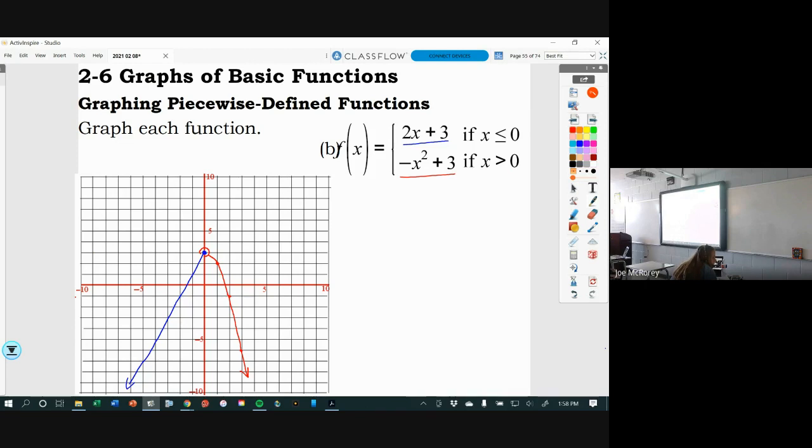Is this graph continuous from negative infinity to infinity? No. Wait. Yes, it is. Yes, it is, because the open circle and the closed circle happen to be at the exact same point. I have a closed circle on the blue line and an open circle on the red curve. So this is continuous from negative infinity to infinity.